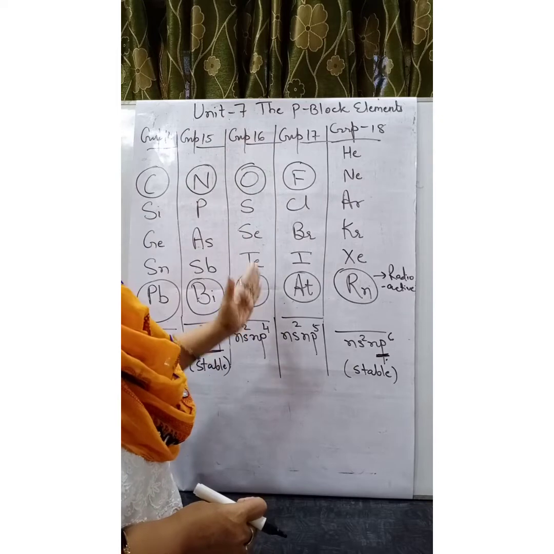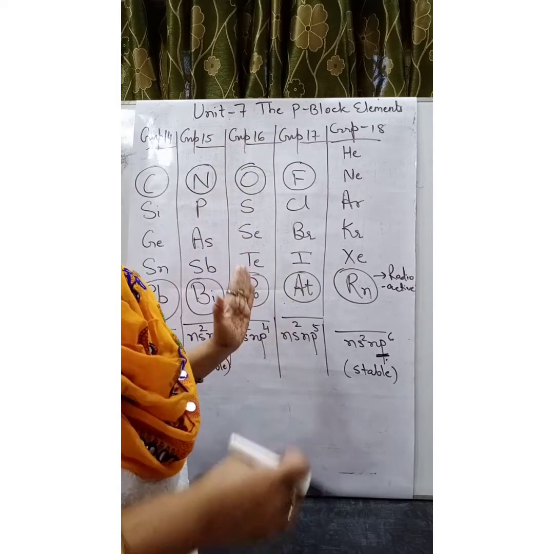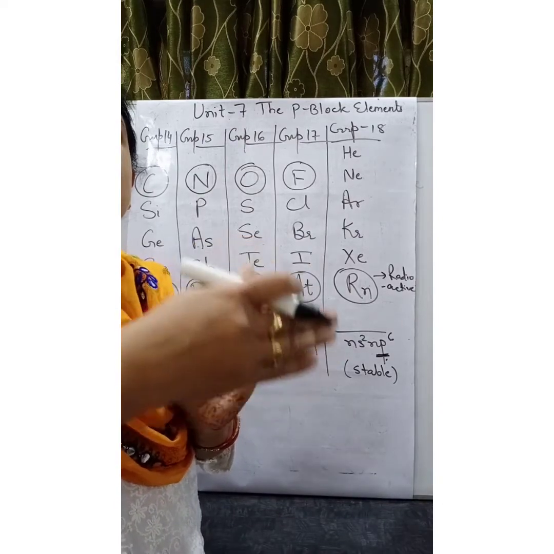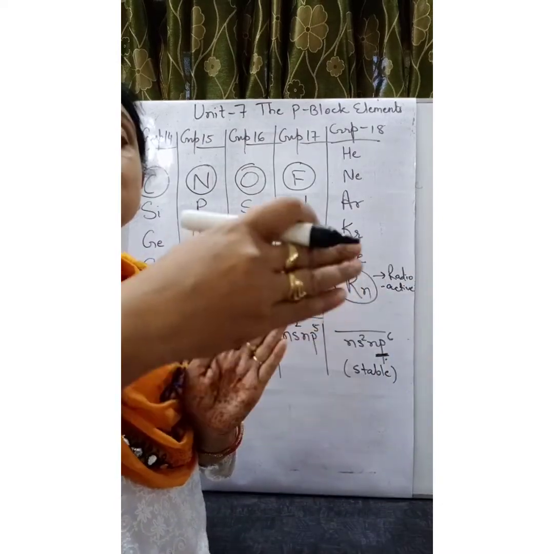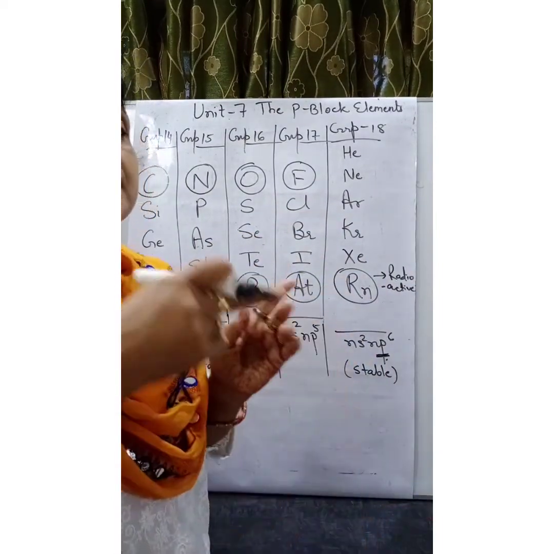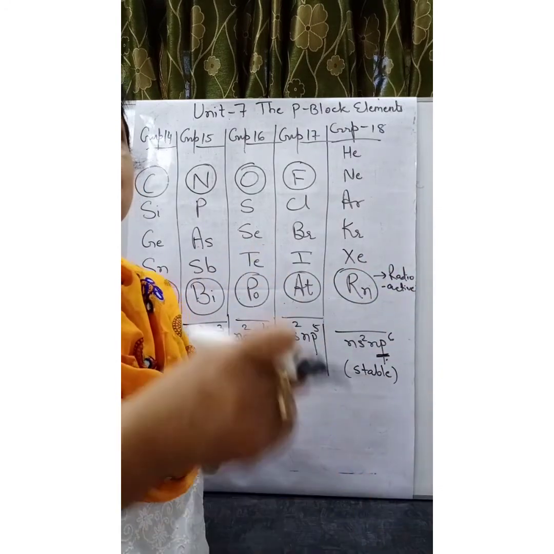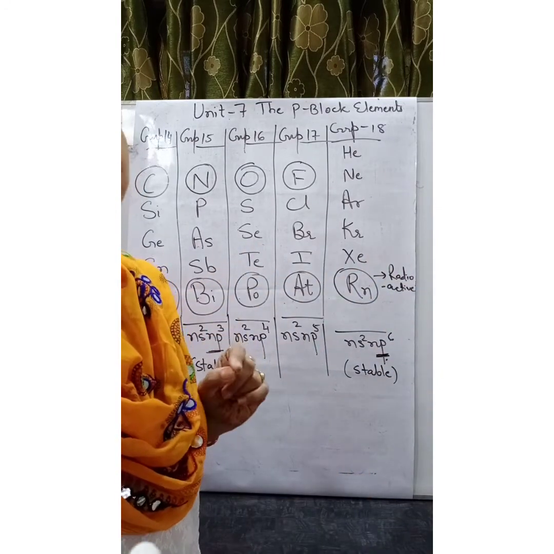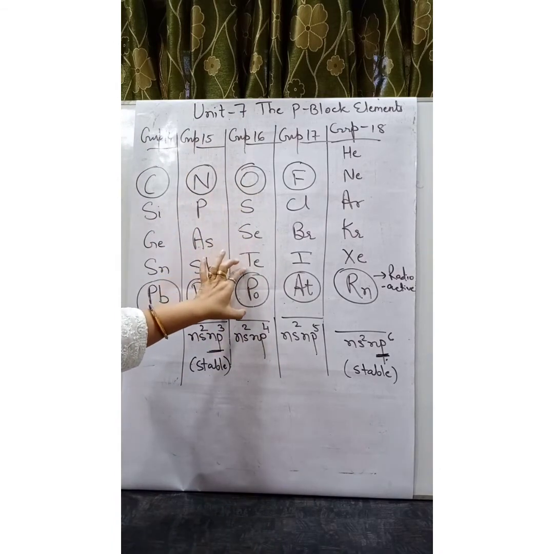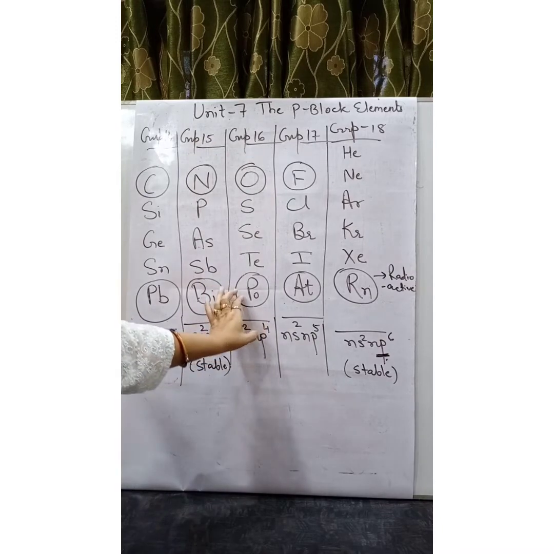On the contrary, when we move from top to bottom in a group, every time the electrons are being added in the new shell or new orbital with the increase in atomic number, the distance between the nucleus and the outermost electron goes on increasing. As a result of this, the atomic size increases from top to bottom in a group.